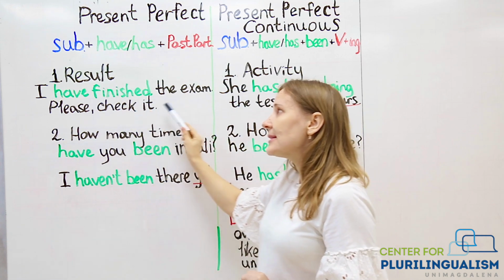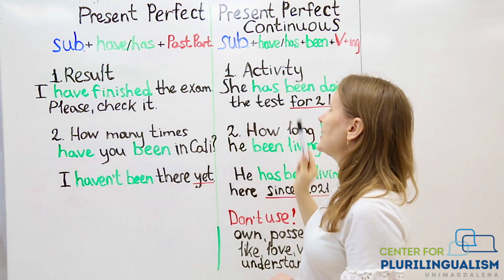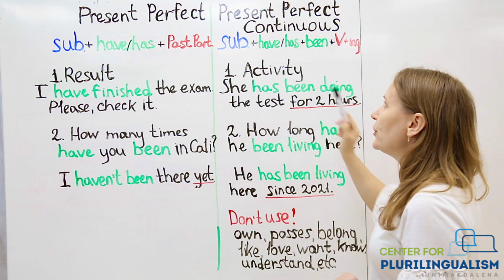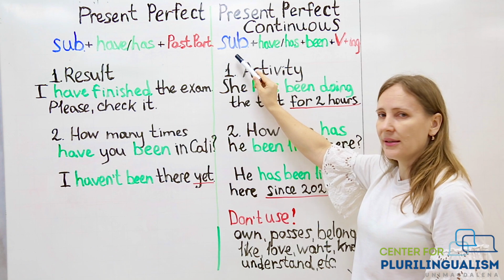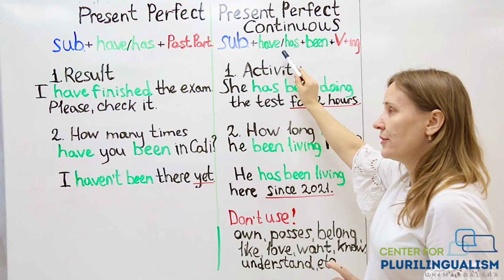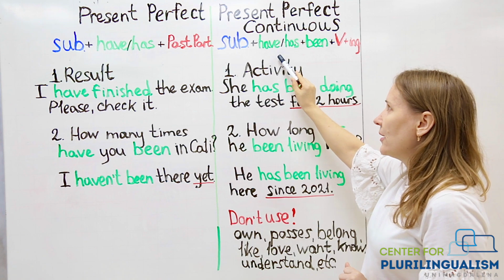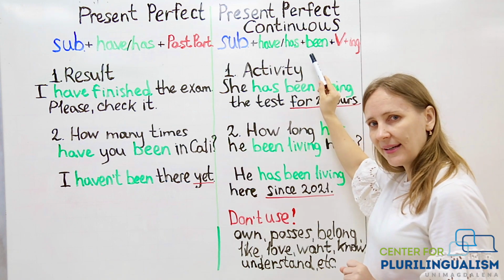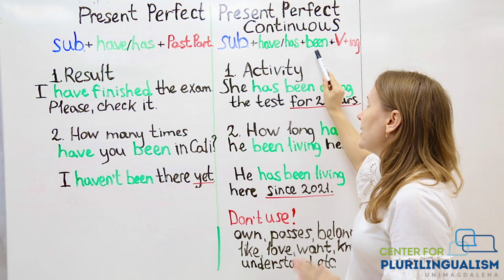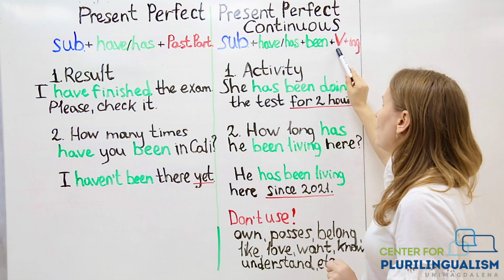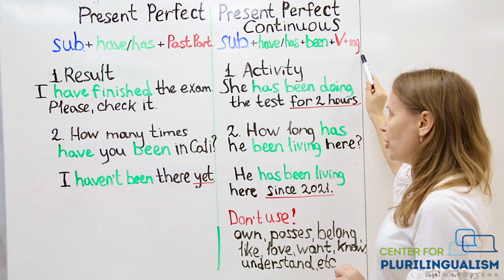Okay? Now please let's compare it with present perfect continuous. For present perfect continuous, you need to start also a sentence, affirmative or negative, with a subject. Then you use, first of all, the same auxiliary verb have or has, but then you need to use the second auxiliary been. It is always the same, been. And the main verb will finish with ing form.